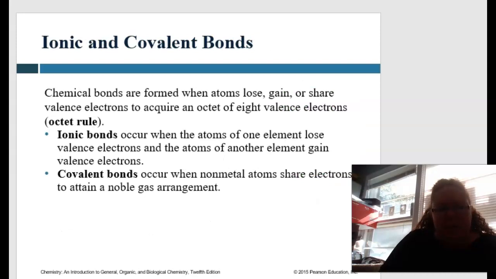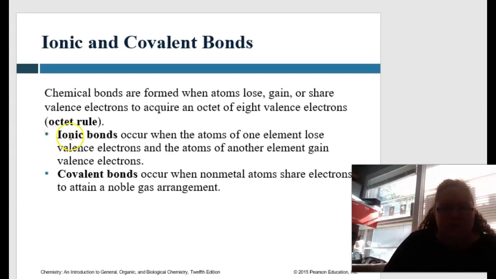So specifically talking about ionic and covalent bonds, chemical bonds are formed when atoms, again, lose, gain, or share valence electrons to acquire an octet of 8 valence electrons. This is called the octet rule. If you guys remember Octomom, she had like 8 kids, right? So octo, octet, that's 8. And remember that the second shell, or the second orbital, is going to have 8 electrons, so this kind of plays in with that.